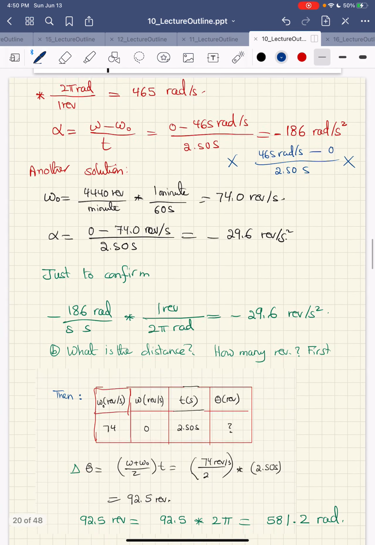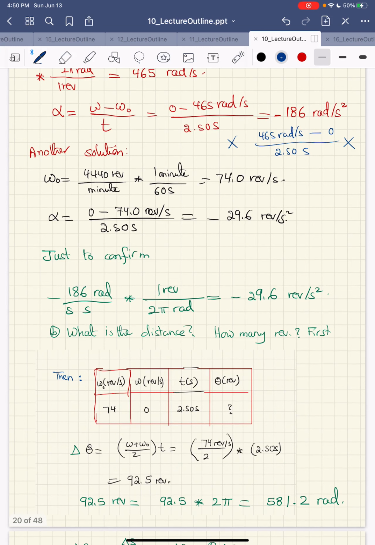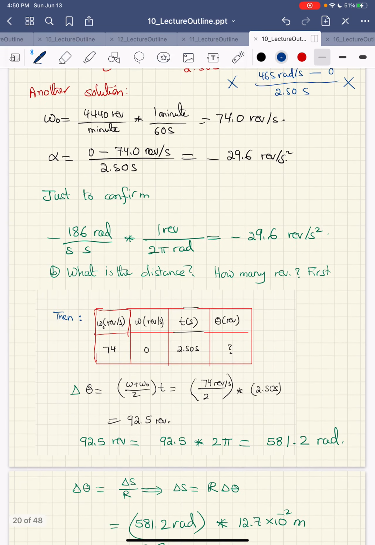Now, what is the distance? How many revolutions first? And then I can say it is 74 revolutions per second, the speed. And then it will go to 0 in 2.5 seconds. And how many revolutions theta is going to be? I can use this equation, and it is 92.5 revolutions. I can change my revolutions into radians by multiplying by 2 pi.